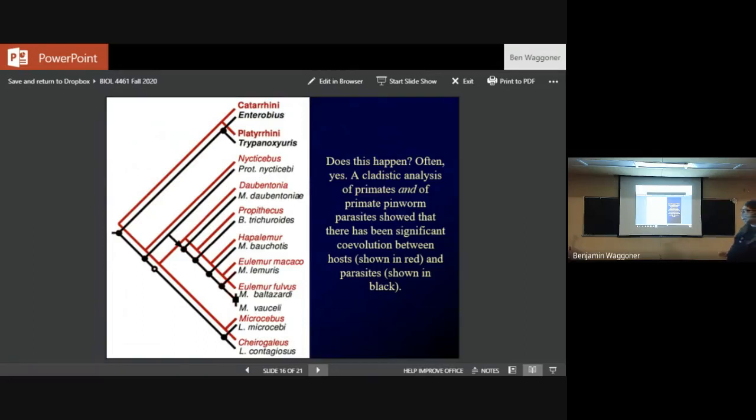So here's a fun example. In red, you have a cladogram of primates. Up there at the top, the Catarrhini is African and Asian monkeys, apes, and humans. And we're all of us parasitized by intestinal pinworm in the genus Enterobius. This is one that some of you might have heard of. This is the kind of thing that tends to infect little kids.